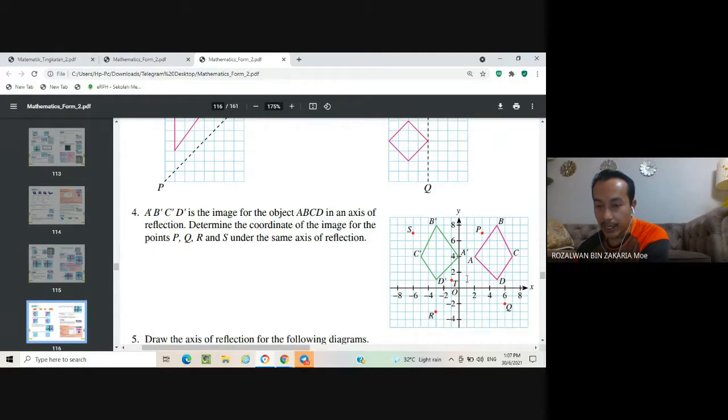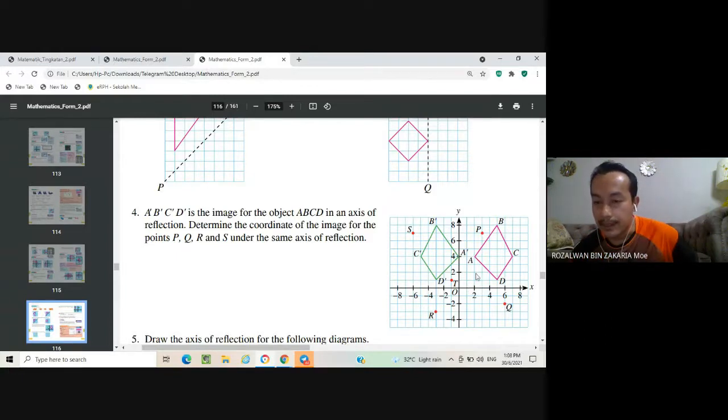Next, what to do? Use a ruler and join the points of the axis of reflection to make a straight line. You have to draw a dotted straight line here. That dotted straight line is the line of the axis of reflection, which is equal to x equals 1, because it goes through x equals 1.